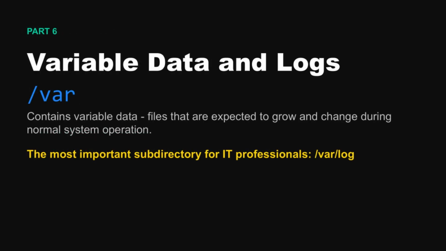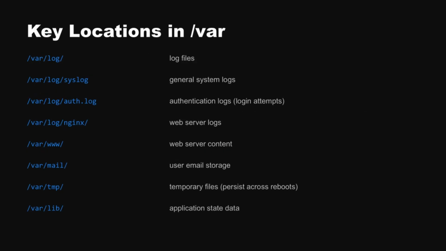Now, the /var directory contains variable data, files that are expected to grow and change during normal system operation. The most important subdirectory here for most IT professionals is /var/log. It contains system and application log files. So key locations in /var is /var/log, where the log files are. There's /var/log/syslog or /var/log/messages, where the general system logs are.